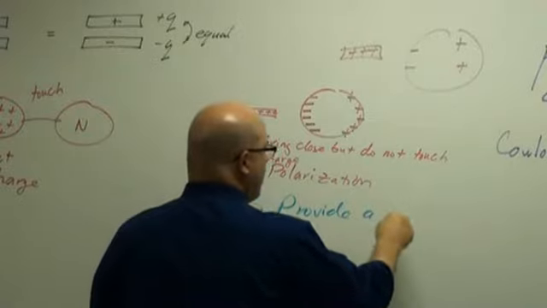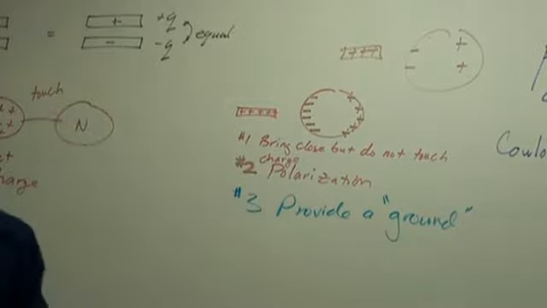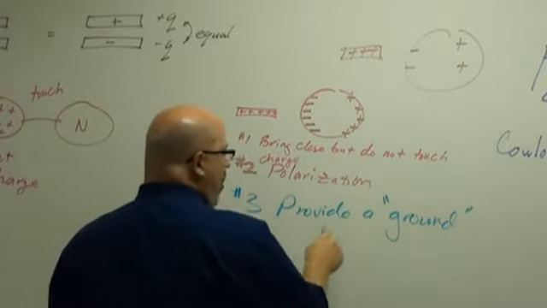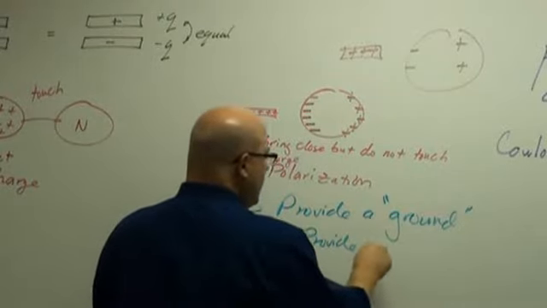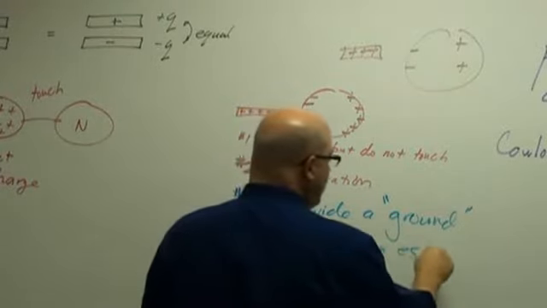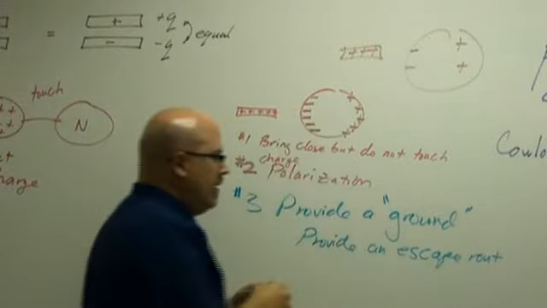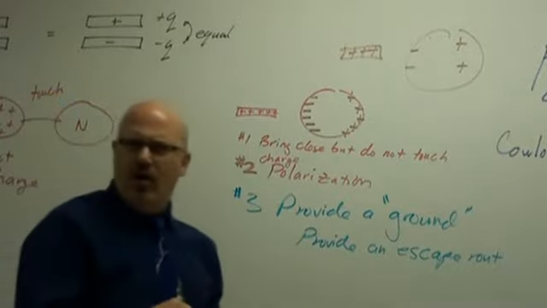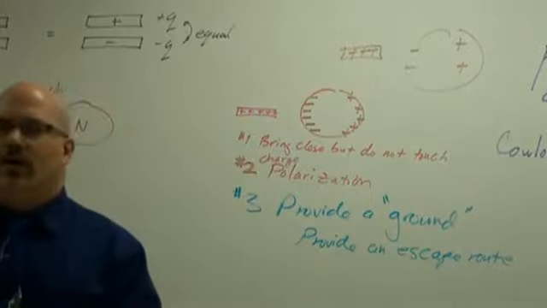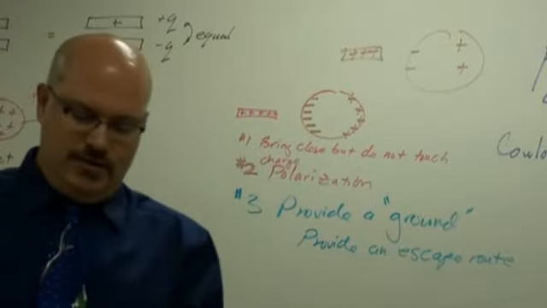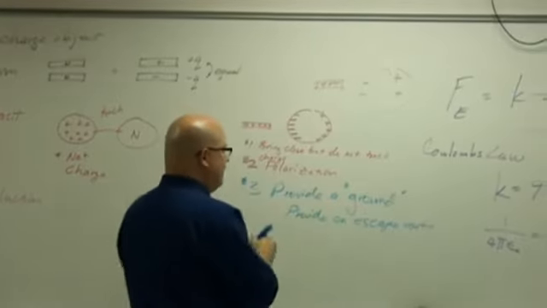Take your brain back. Provide a ground. Or better yet, provide an escape route. Why does this sound like intros? Because it is. It's all the same stuff. Ninja exit. Route, R-O-U-T-E. Yes, there we go, that looks better. Okay, provide an escape route. Or as they say in Finding Nemo, escape.